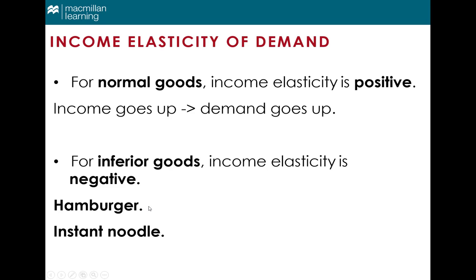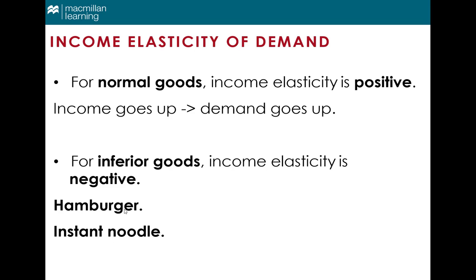You may do like that because hamburger is an inferior good. Okay, because when you become richer, when you make more income, you will eat other better foods rather than hamburger. You will not consume instant noodle as much as you did when you were poorer. Because as you become richer, you will actually reduce your consumption of these goods. So they are examples of inferior goods.